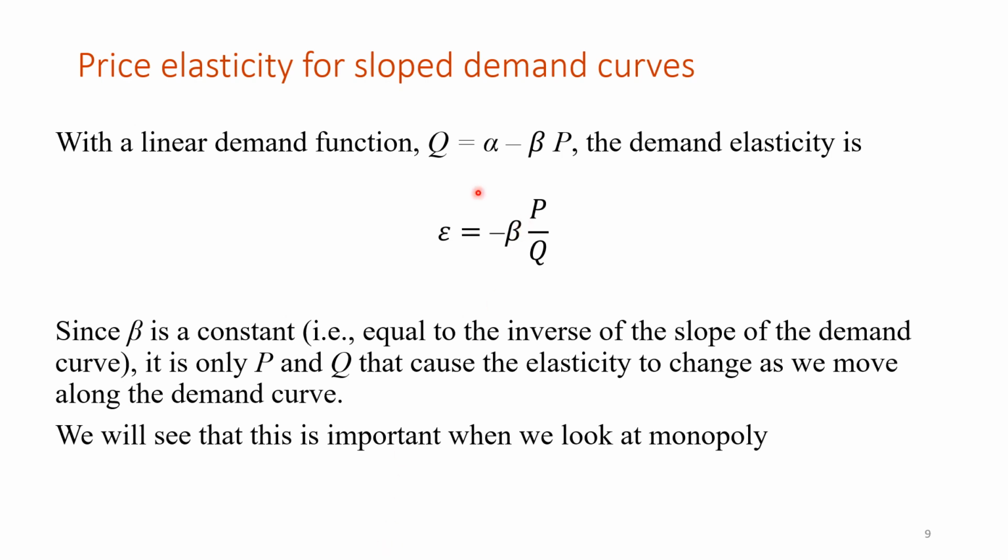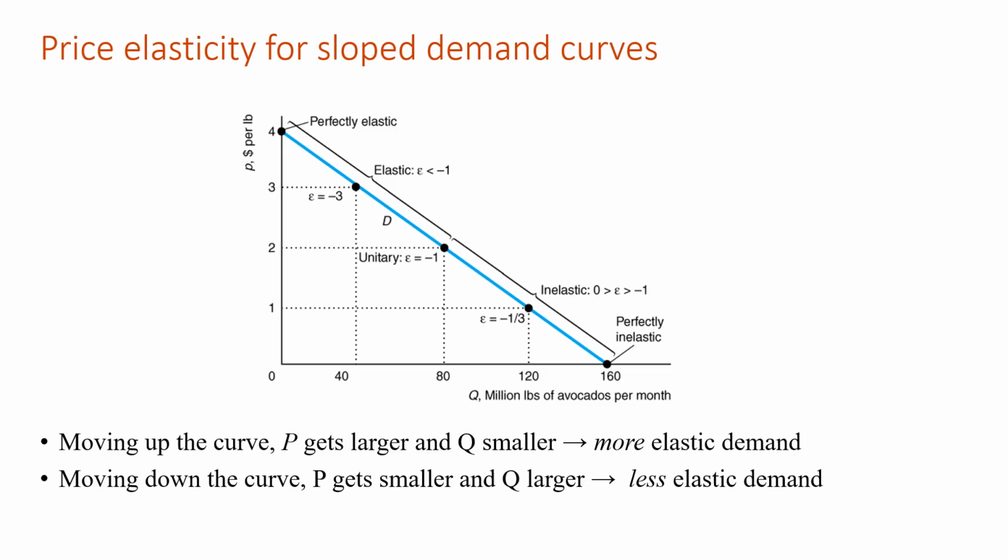So if we write the demand function as a linear function, Q equals alpha minus beta P, the demand elasticity, epsilon, is given by minus beta P over Q. So it's negative. Since beta is constant, equal to the inverse of the slope of the demand curve, it is only P and Q that cause the elasticity to change as we move along the demand curve. So this is important when we're going to go and look at monopoly.